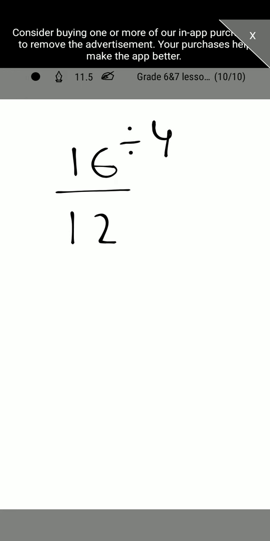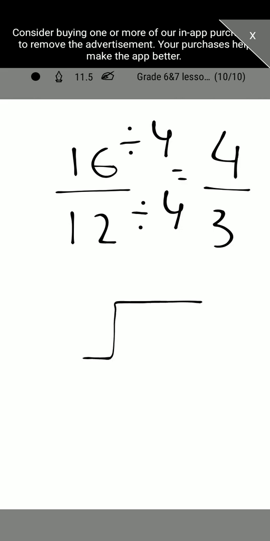You can divide by 2 also, but it is better to divide by the highest common factor. So 4 times 4 is 16, and 4 times 3 is 12. Now you get 4/3. 4/3 is again an improper fraction. Because 4 and 3 don't have a common factor, we will divide 4 by 3. 3 times 1 is 3, so you get 1 in the remainder.